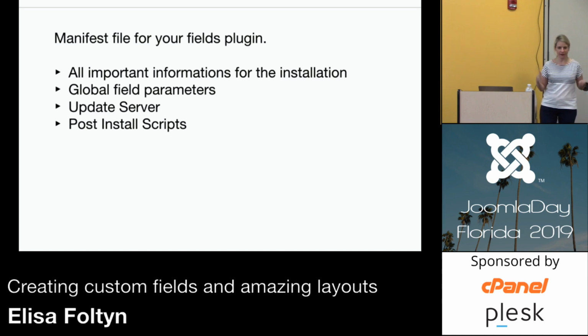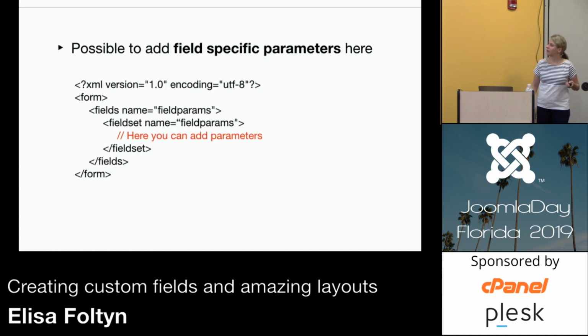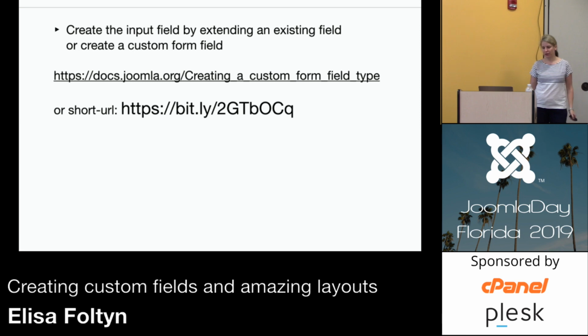So in the manifest file, there's the name of the plugin, which files belong to the plugin. Do I have language files? Do I have any additional parameters? Those are the contents of the manifest file. That's very well described in the docs. You can add specific parameters, maybe something pre-filled for the field, different stuff.